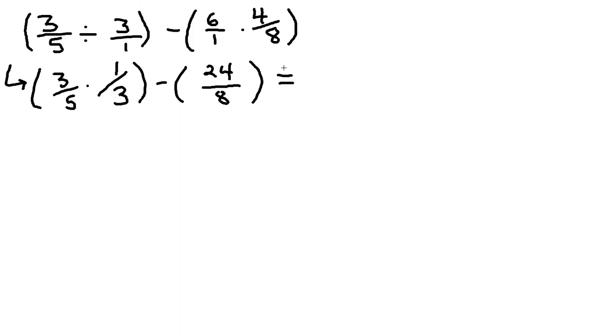And then if we multiply this through, we have 3 times 1, which is 3, and then we have 5 times 3, which is 15. Actually, you know what, let's just keep things going the way that we've been going. That way it all flows down, easy to see what's going on. So we have 3 over 15 minus 24 over 8.